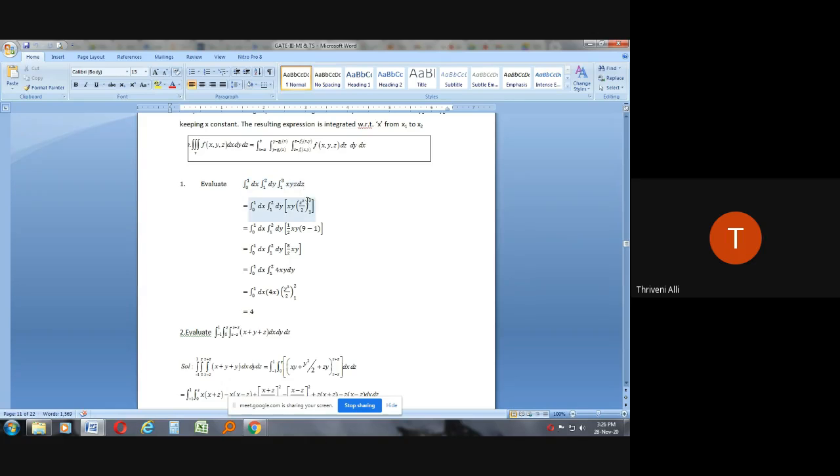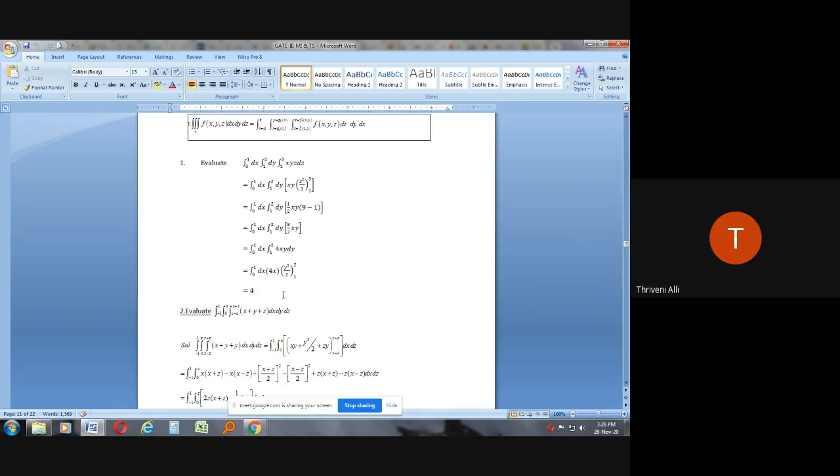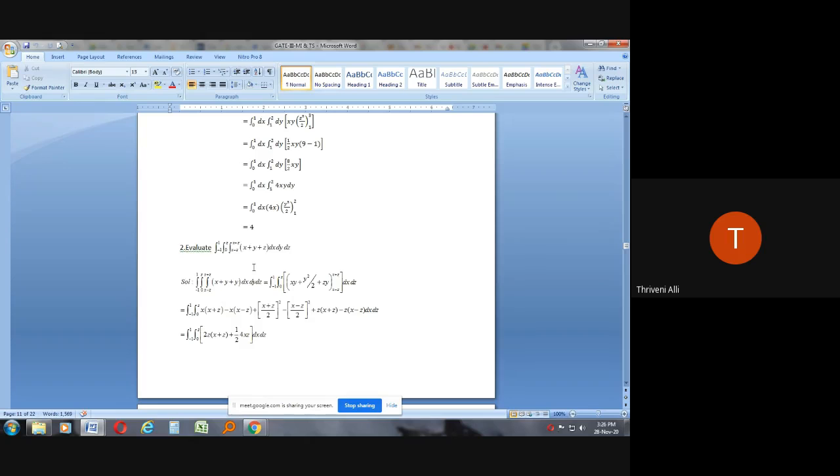Integral of z is z square by 2 between the limits 1 to 3. By substituting the limits, we get this step. So after that, they can do the integration with respect to y and then x. Okay. Next, here, see the second example.